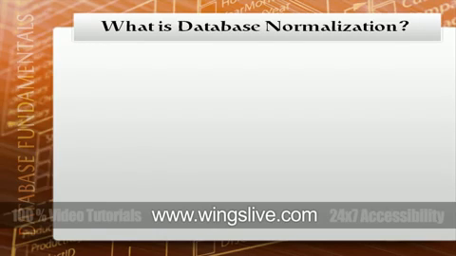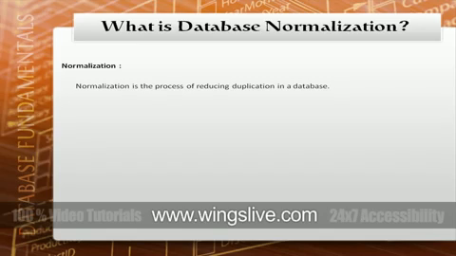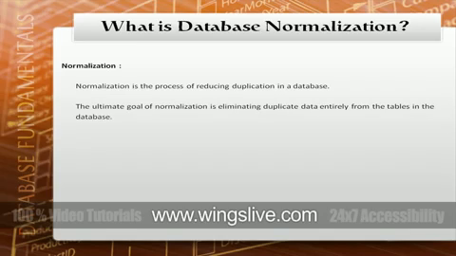What is database normalization? While studying about databases, you come across terms like normalization. Now here we're going to discuss it in brief. Basically, normalization is the process of reducing duplication in a database. Now we have this while we're discussing flat file databases. The ultimate goal of normalization is eliminating duplicate data entirely from the tables in the database.